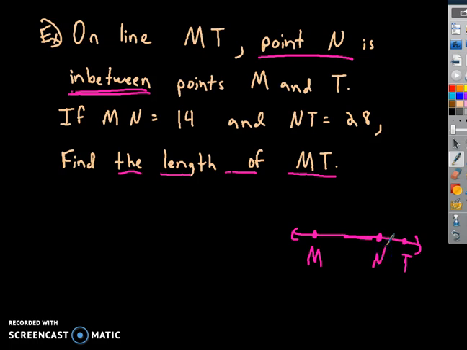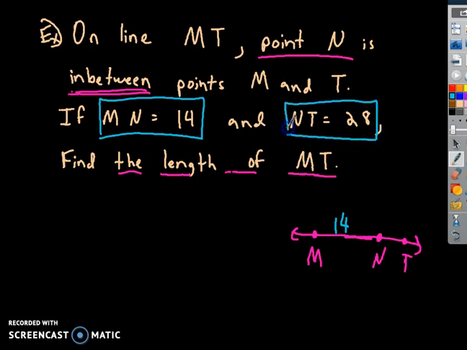The reason why is I don't want it to confuse me when I'm trying to find my numbers for it. So the first thing they said was that MN is 14. So from M to N is 14. Here's M, here's N, and that's 14. And then it says that NT is 28. So NT, from N to T, is 28. Here to here is 28.